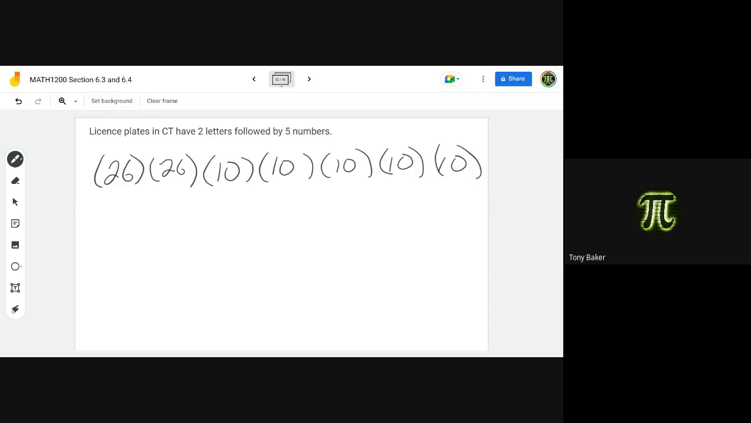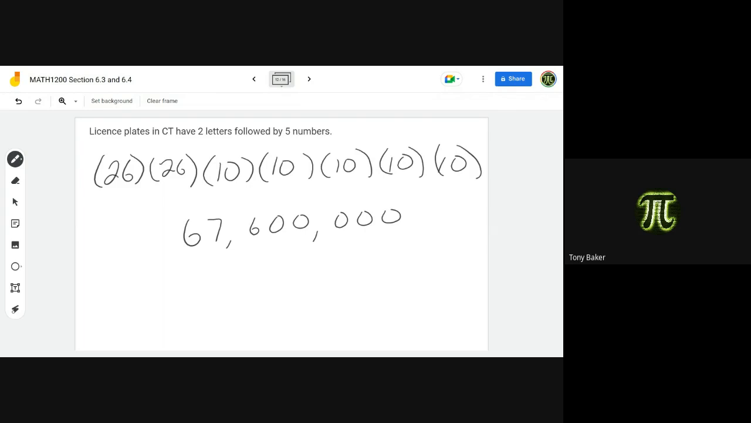Your license plate, 2 letters. Letters. 5. Because they can repeat. I can have AA 000000. That's a possible combination of letters. So we just multiply it. And we get 67,600,000. That's how many different license plate combinations they can make.